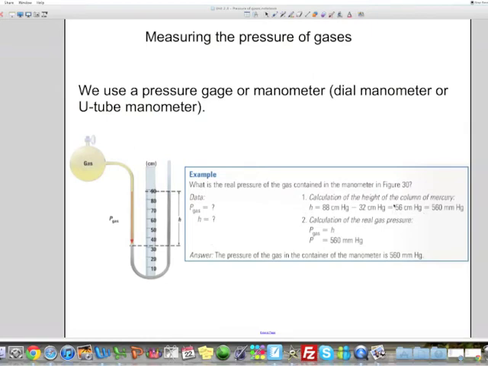They said the difference is 56 centimeters of mercury, which is really 560 millimeters of mercury. So that would be the pressure of the gas, 560 millimeters of mercury. We could convert that to kilopascal based on what I told you before. So 101.3 kilopascal is equal to 760 millimeters of mercury. But in this case, they didn't ask you to convert, so you could just leave it in millimeters of mercury.